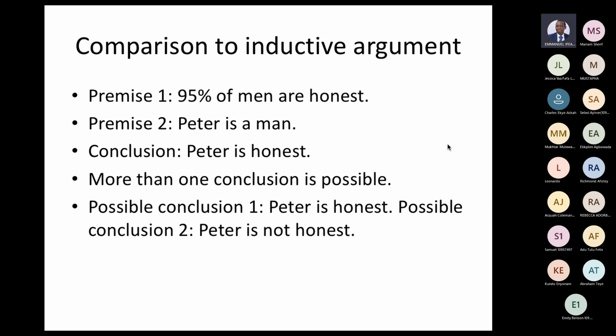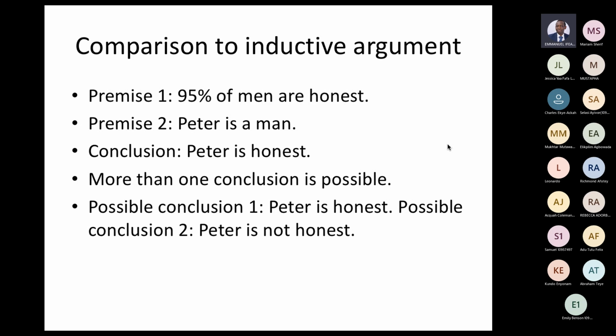Now let's compare it to an inductive argument. Now this is an example of an inductive argument. 95% of men are honest. Peter is a man, therefore Peter is honest. In this case, more than one conclusion is possible.